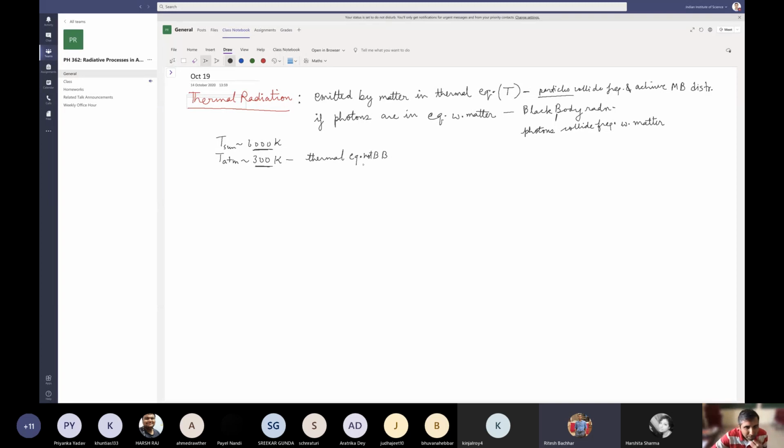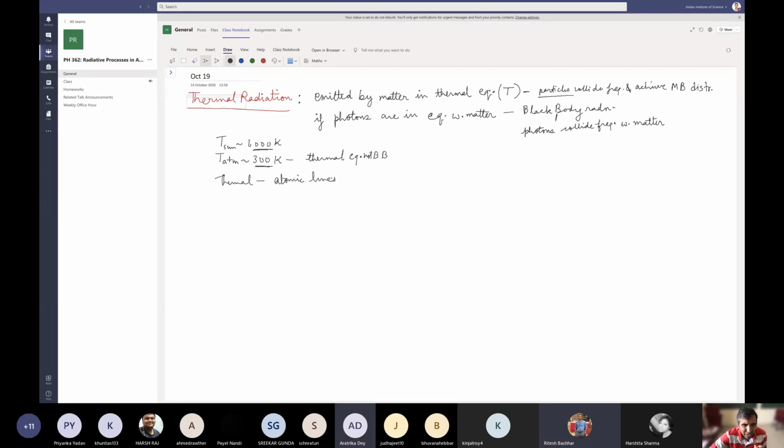So my question was a little bit different. I was asking whether this Maxwell-Boltzmann distribution, what distinguishes between the black body radiation and thermal radiation, apart from the emission example that you gave? Right. So basically, an example of thermal radiation is radiation because of atomic lines.